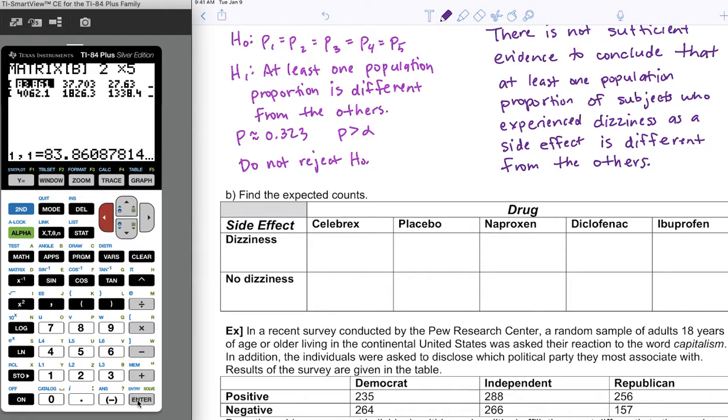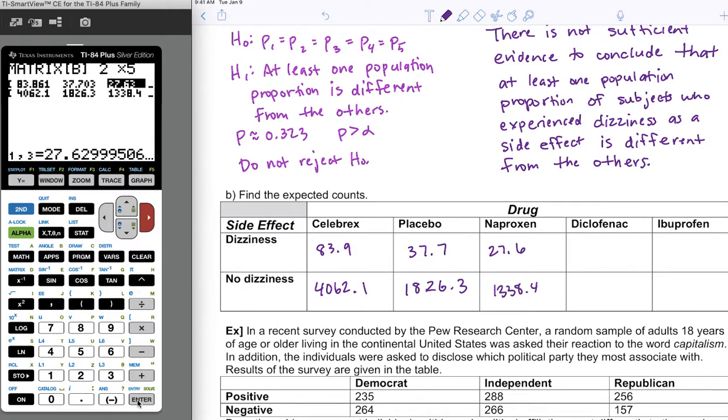So for Celebrex, 83.9, 4062.1. We may desire to look at these to compare them to the actual counts. Might be of interest to look at. So I'm just copying down the numbers that I see in the table. I'm rounding to one place. I'm going to arrow over to see more. So a couple more.